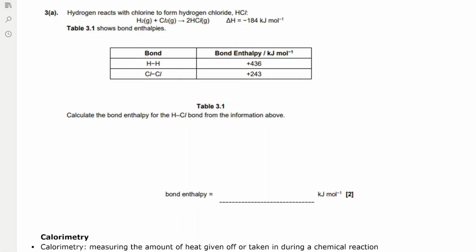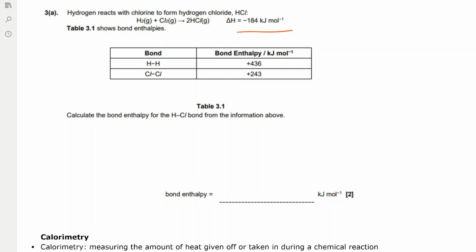So you can see in this reaction, hydrogen and chlorine, 1 mole of each, react to form 2 moles of HCl. And the enthalpy change is negative, it's minus 184 kilojoules per mole. Table 3.1 shows bond enthalpies. We've got the hydrogen bond, which is positive 436 kilojoules per mole. And we've got the chlorine bond, which is positive 243 kilojoules per mole. Calculate the bond enthalpy for the hydrogen-chlorine bond from the information above.